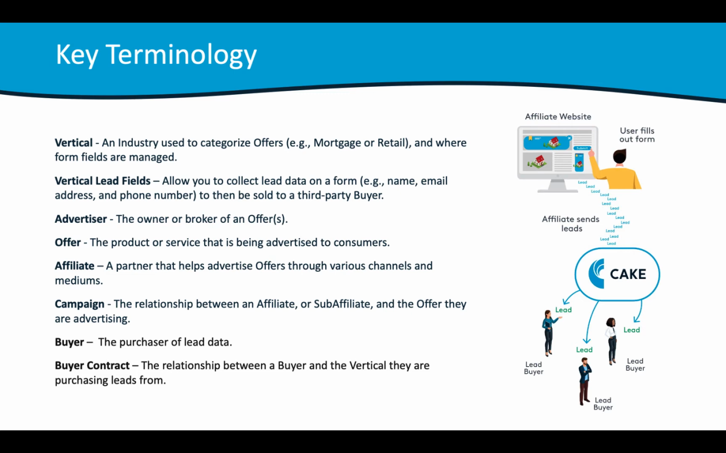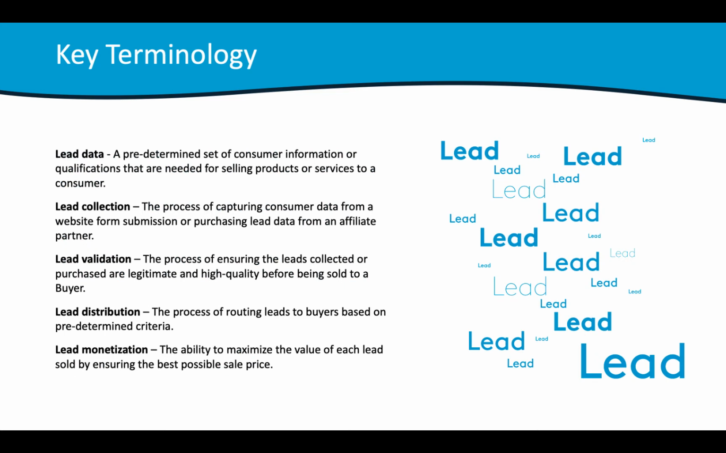All right, let's go ahead and continue on our key terminology. So the lead itself, we call lead data. So this is the actual lead information, the first name, email address. That collection of leads is going to be that lead data. Lead collection, when we mention this in the training videos, is just going to be the process of taking a lead into Cake. So whether you're buying a lead from an affiliate or whether you're posting a lead from your own website that you are operating, that is the process of lead collection.